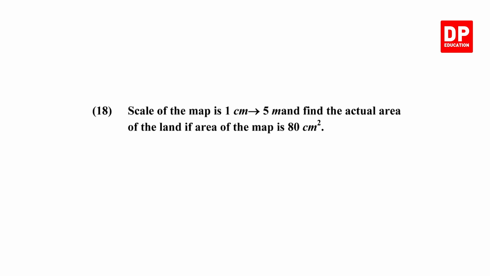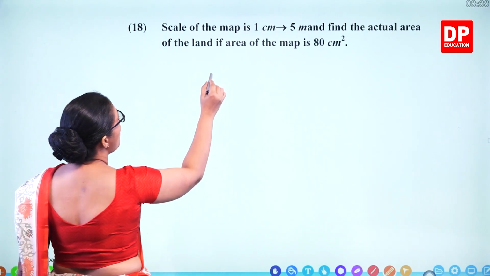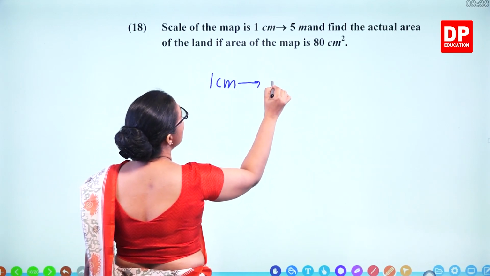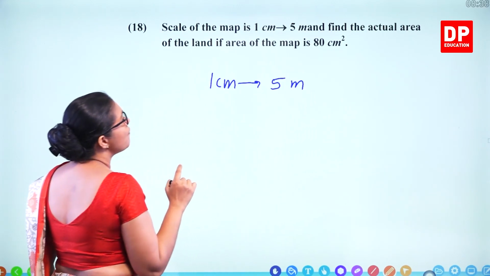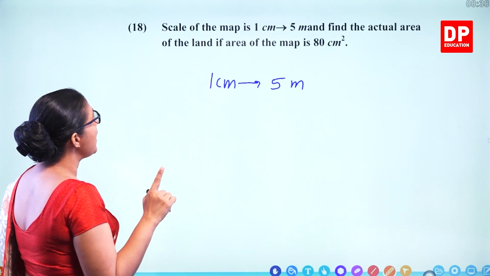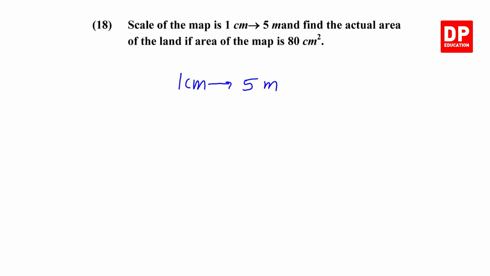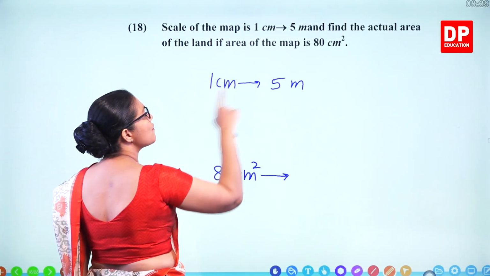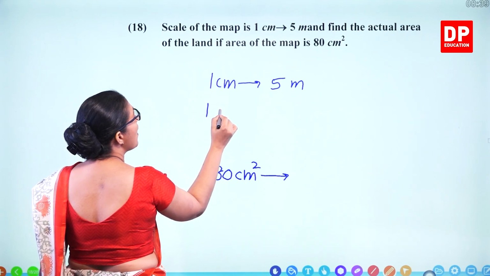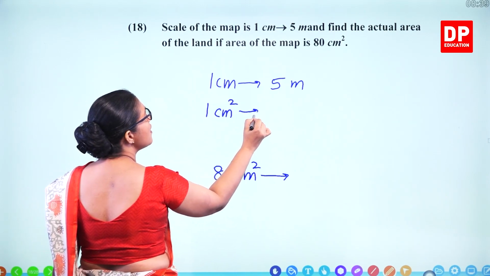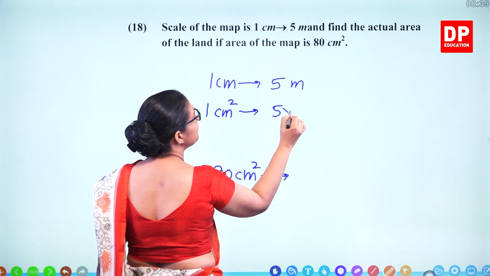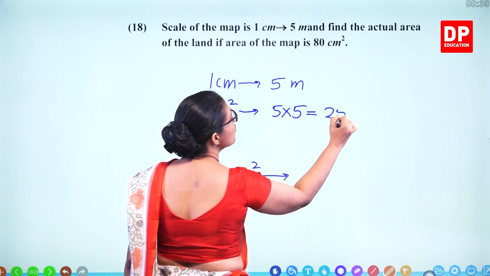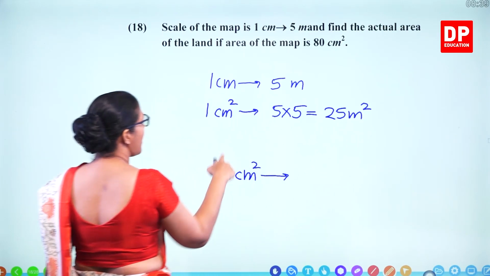Question number 18. The scale of the map is 1 centimeter represents 5 meters. Find the actual area of the land if the area of the map is 80 square centimeters. You are asked to find out the actual area of the land. So 1 centimeter is 5 meters. So we need 1 square centimeter. That means you are multiplying 5 times 5, 25 square meters. You can use that now.